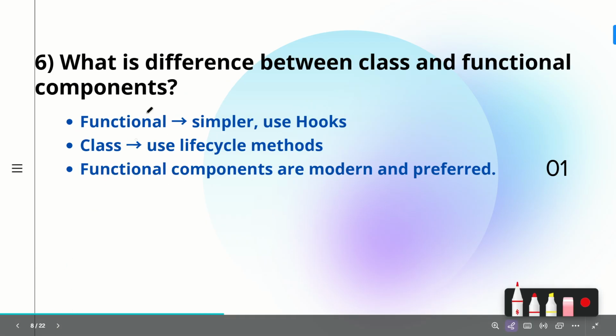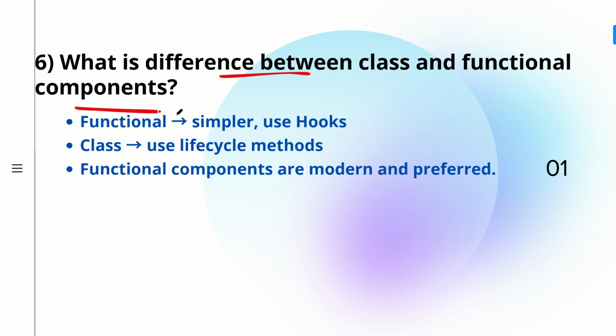So let's see our sixth question now. What is the difference between class and functional component? We have seen in the previous slide, the difference is functional components are simpler and they make use of hooks, whereas class components are complicated and they make use of life cycle methods. And functional components are modern and the most preferred way of writing our components.